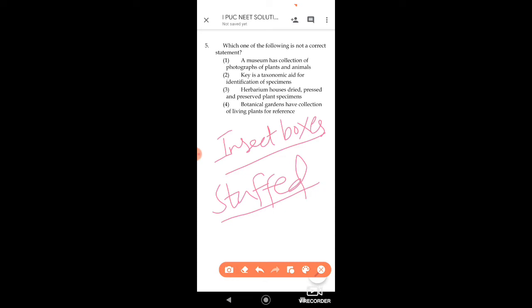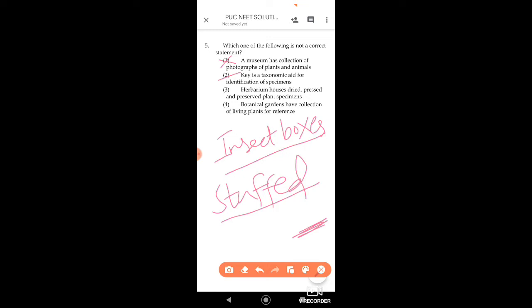Even a few skeletons are also preserved in the museum. So, children, these are the points you need to remember with respect to museum. So the first statement is wrong, because photographs of plants and animals are generally not kept in a museum. Second option is, key is a taxonomic aid for identification of specimen. Yes, we go for taxonomic key. Along with the key we also have statement, couplet, monographs, manuals. All these are important for identification of specimens. So option 2 is correct.